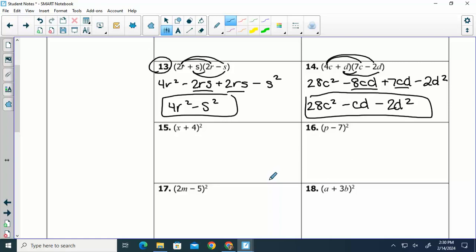Last type I want to do today. We're going to do 2 more examples and then we're done. Number 15. This one is written differently. What does a square mean? We have 2 of them, right? So it's saying I have x plus 4 2 times. So you have an x plus 4 times an x plus 4.